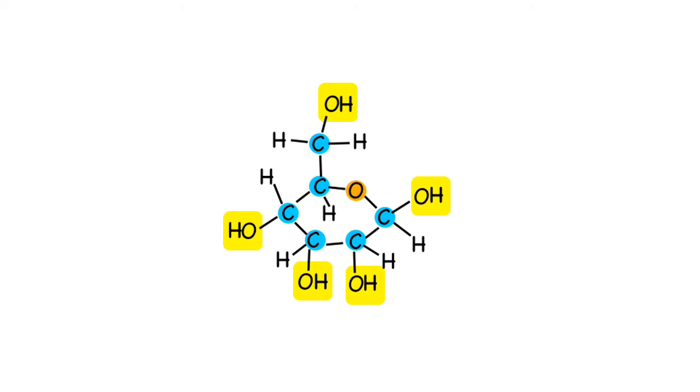This is, I believe, glucose. Glucose is made up of a carbon backbone. There are some hydrogens hanging off of it. And then you'll notice a bunch of these OHs. Do you remember what those are called? Those are hydroxyl groups.